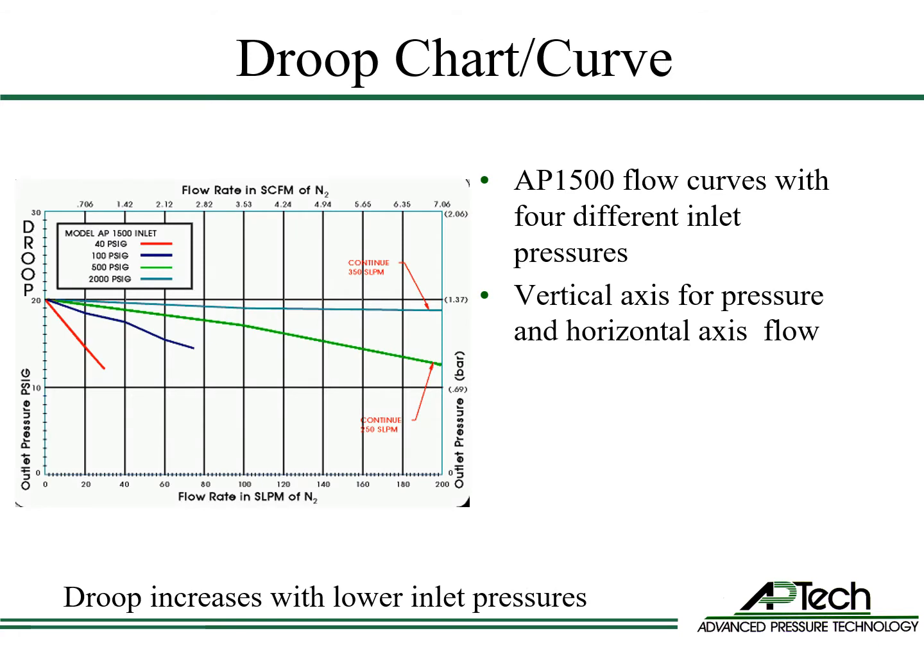This is a typical droop curve or flow curve. At the top, it indicates the gas used, in this case, nitrogen. Flow curves plot outlet pressure on the vertical y-axis and flow on the horizontal x-axis. The bottom left of the chart is zero flow and zero pressure. This AP1500 regulator flow curve demonstrates the impact of 4 different inlet pressures with a 20 psi fixed zero flow outlet pressure setting. You can see the significant impact of inlet pressure on regulator droop. As inlet pressure decreases, droop increases.